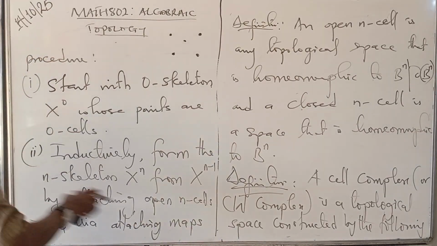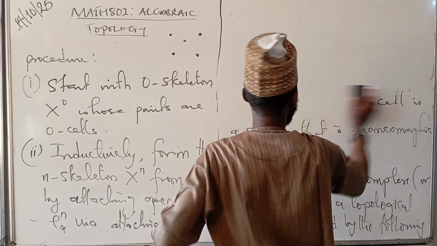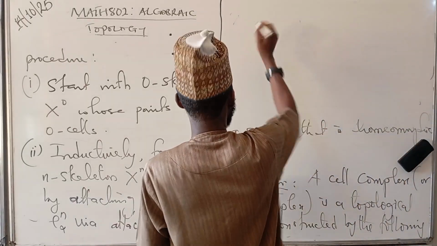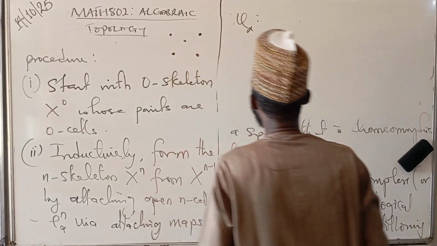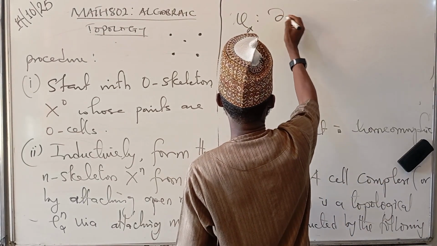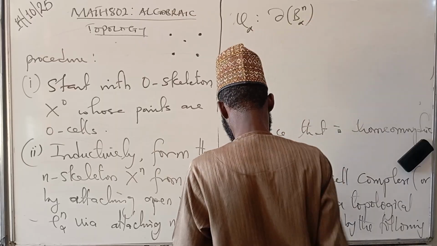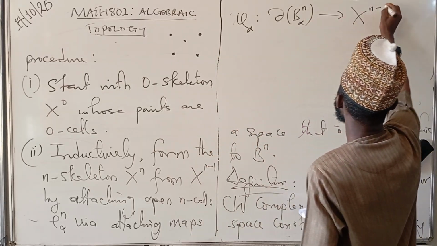The mappings will look like this. These attaching mappings are phi alpha, which is a map from the boundary of a ball of dimension n into the skeleton.